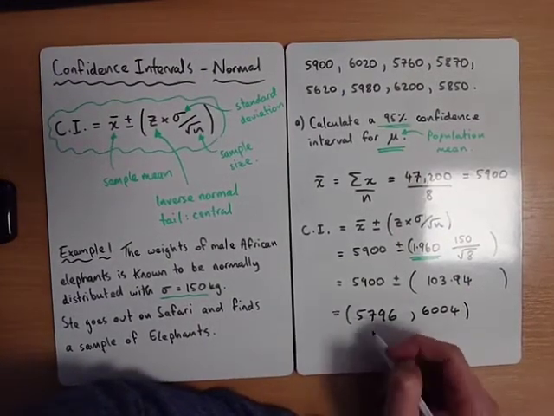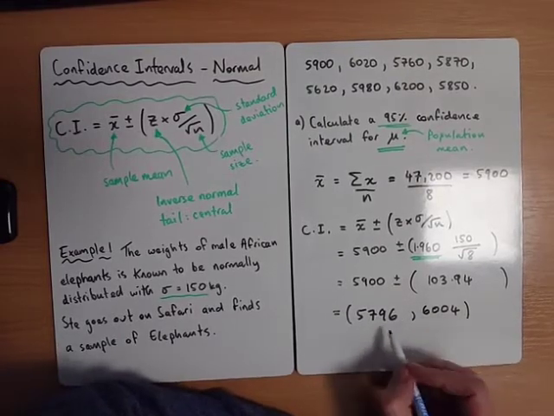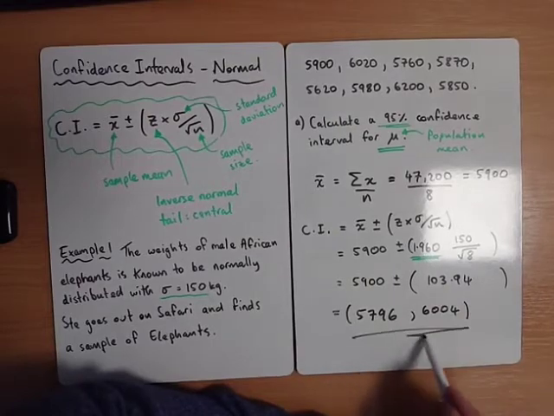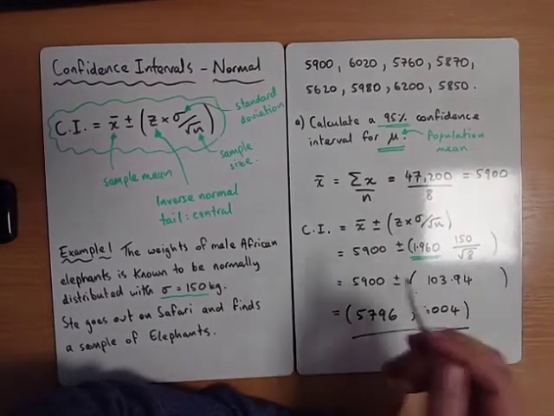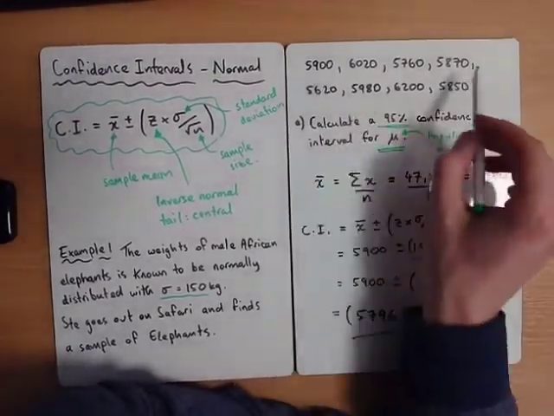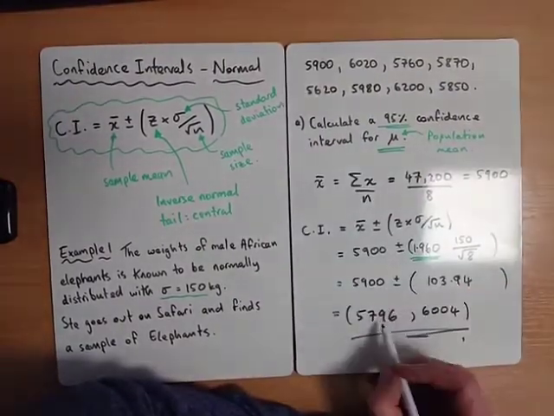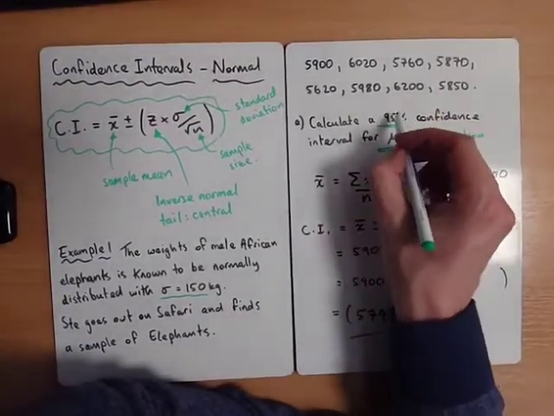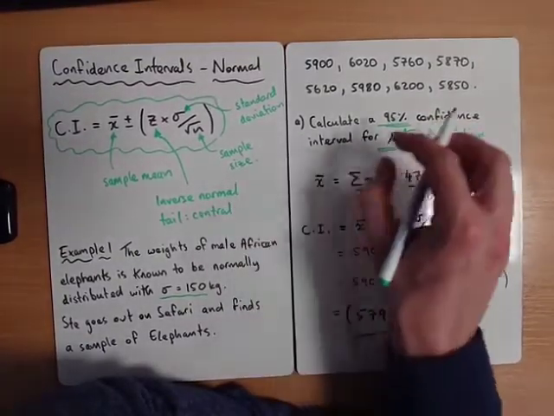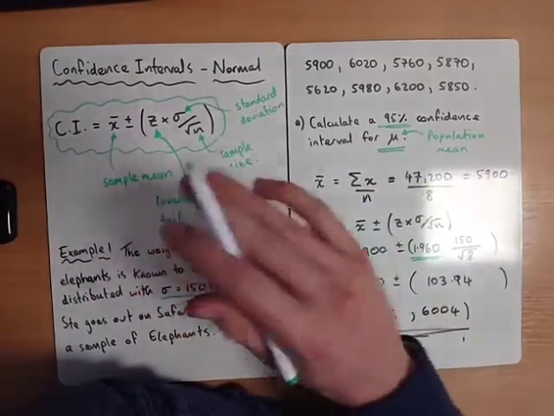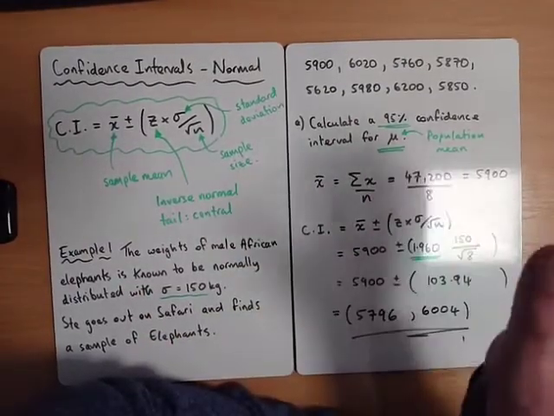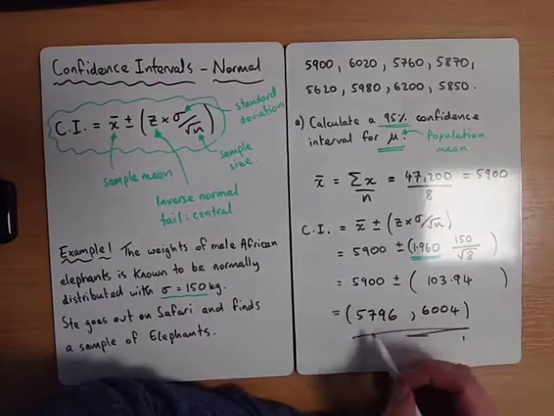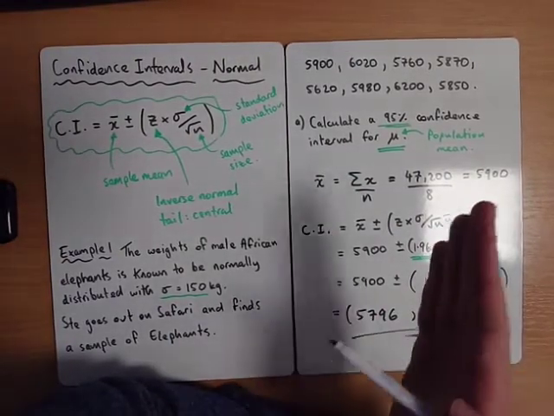You can write it in words. It could be from this to this. But just to get a feel for what that represents, it's not telling me about the individual values. The confidence interval tells us that we're 95% sure that the actual mean, if you went out and weighed all the African elephants, the average weight is going to lie in there somewhere. It doesn't tell you about the individuals.